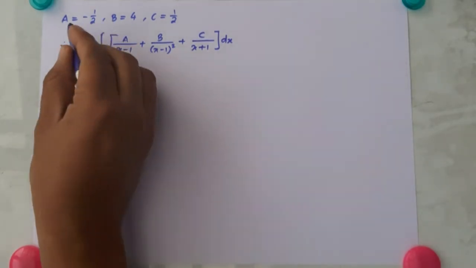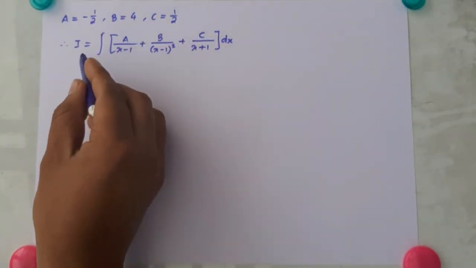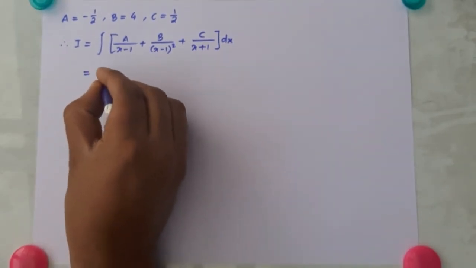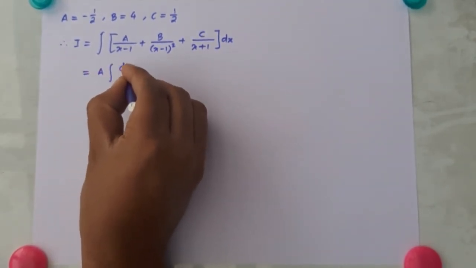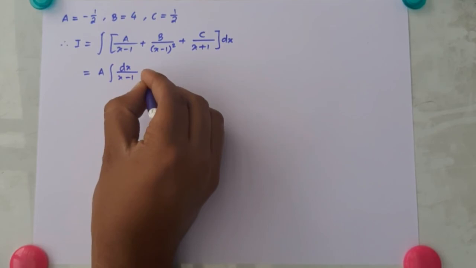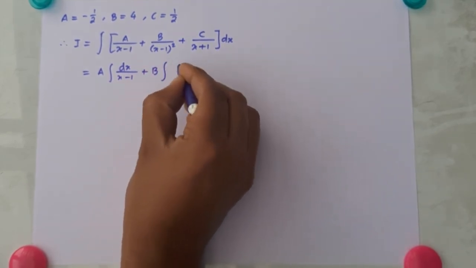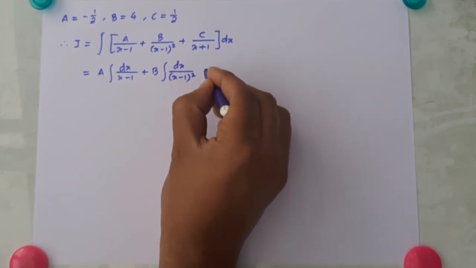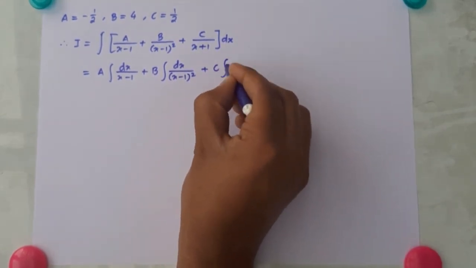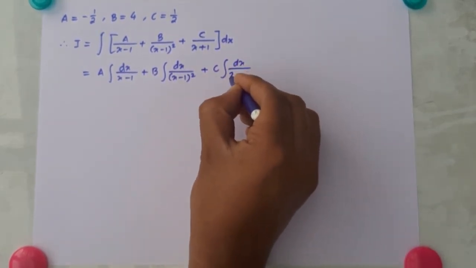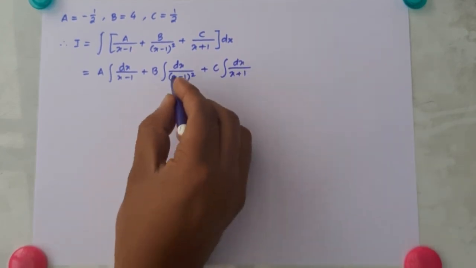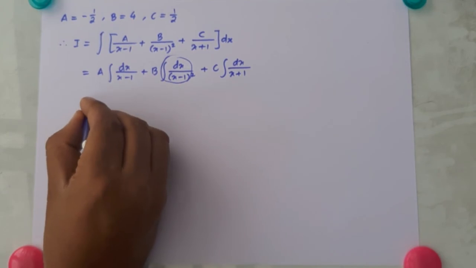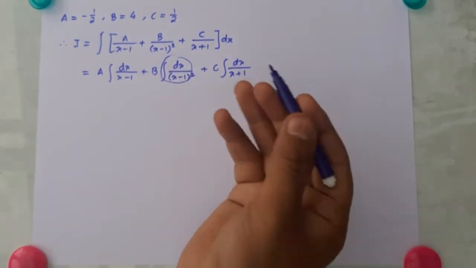Okay, so we have the values written out here, and your integral I will change into this. Okay, a is kept constant, so this becomes this much, plus b integral dx by (x minus 1) whole square, plus c into integral dx by (x plus 1), isn't it? Now you can use substitution out here. Okay, so let's do the substitution then.